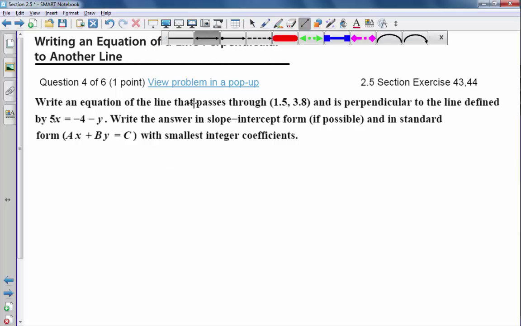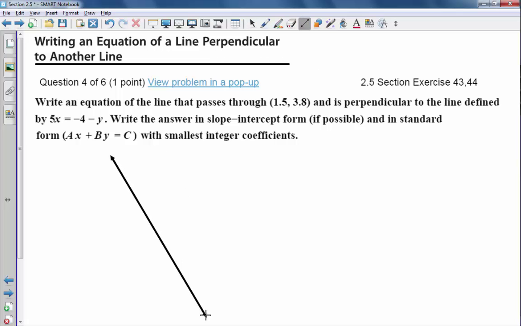Start sketching some stuff. So I see the word perpendicular. I just made two perpendicular lines. Do I know the equation of either one? Yes, we do. We did. One of them has equation 5x minus 4 minus y.